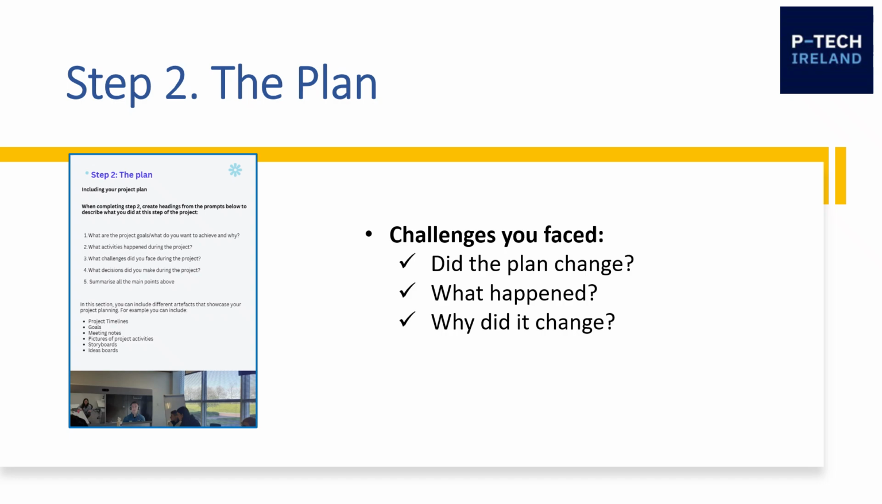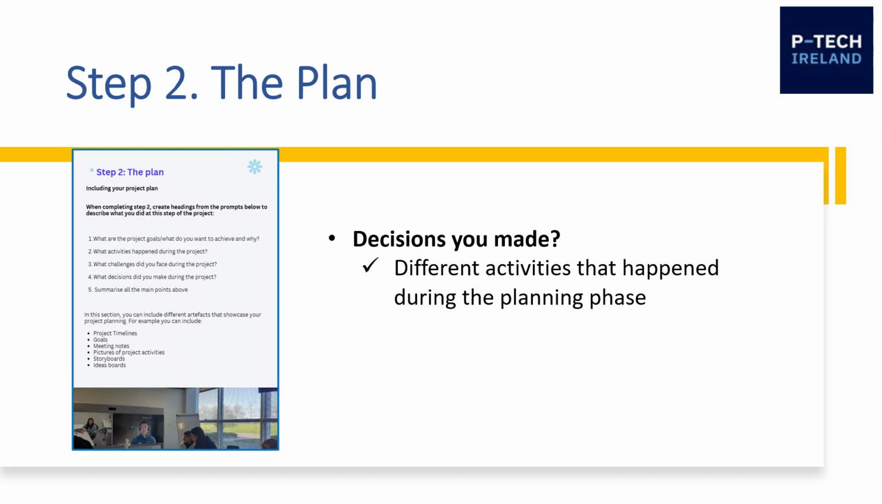Now, you can include information on the different sections and the different decisions you made and the different activities that happened during the planning phase. So, for example, did something change because of something you learned while you were doing the research? Did you learn something new about your target audience? Did you learn something new about the company that really impacted the project? And when you're putting all of this information together and you're completing this section of your project report, you can include artifacts because you want to highlight and you want to showcase all of your work.